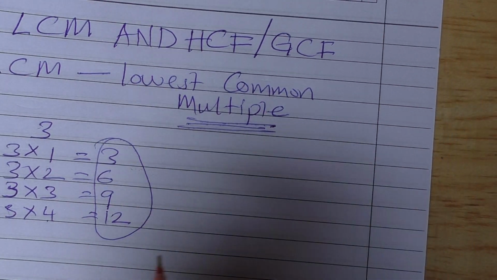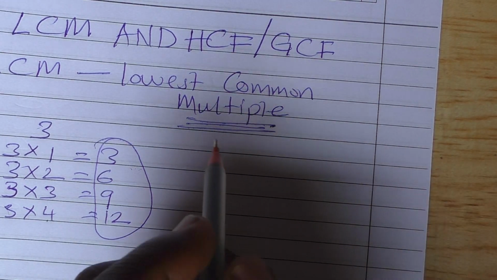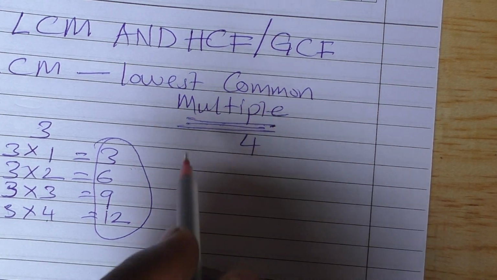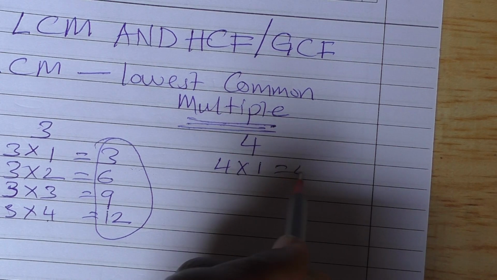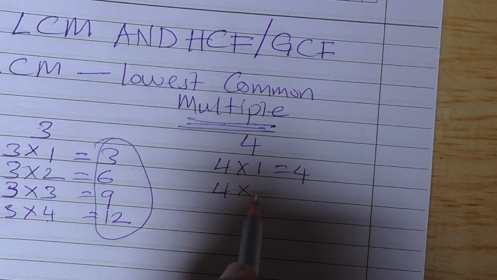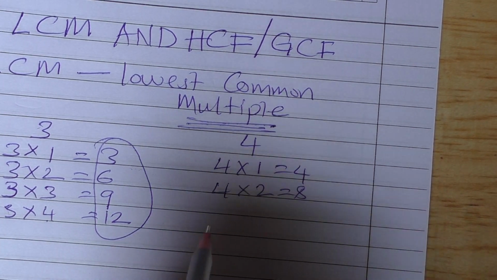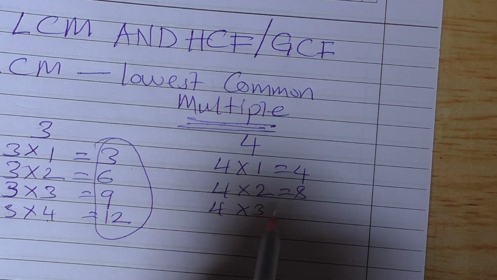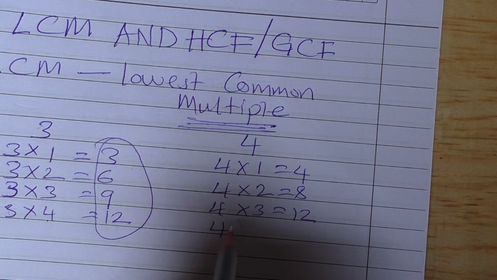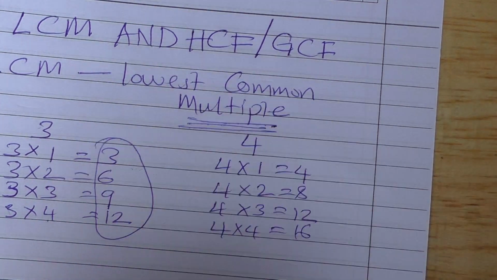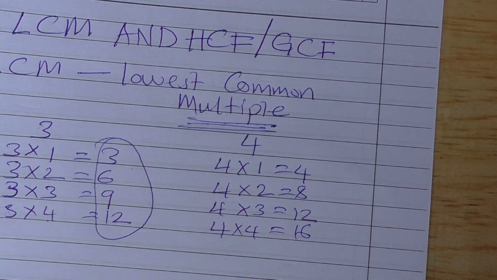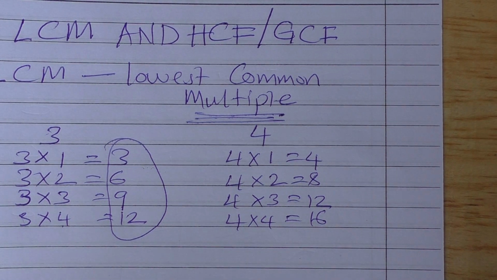We can also look at the multiples of 4. We have 4 times 1 giving us 4, 4 times 2 giving us 8, 4 times 3 giving us 12, 4 times 4 giving us 16. So, those numbers that we get after multiplying a number by other numbers are what we call multiples.